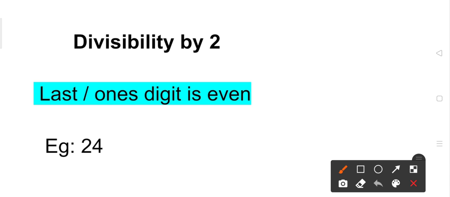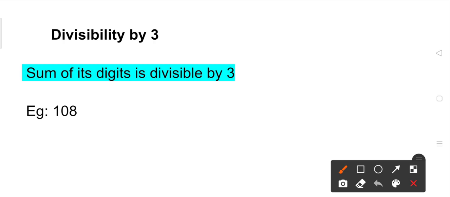Our first divisibility rule is by 2. If the last or the ones digit is an even number, then the number is divisible by 2. For example, in 24, in the ones place we have 4, and 4 is an even number. It means this number 24 is divisible by 2.